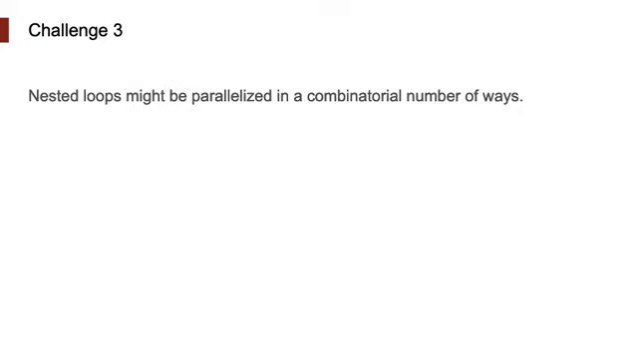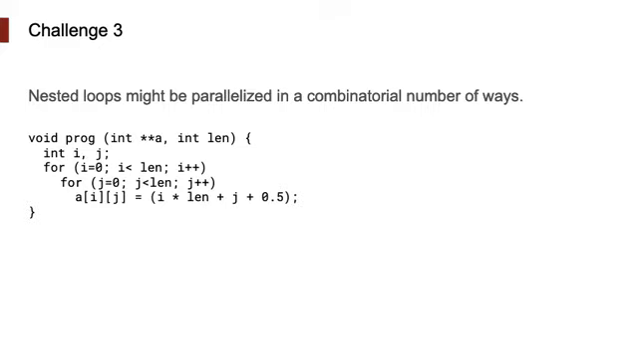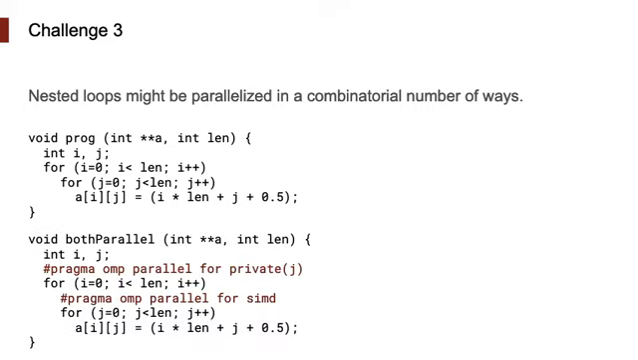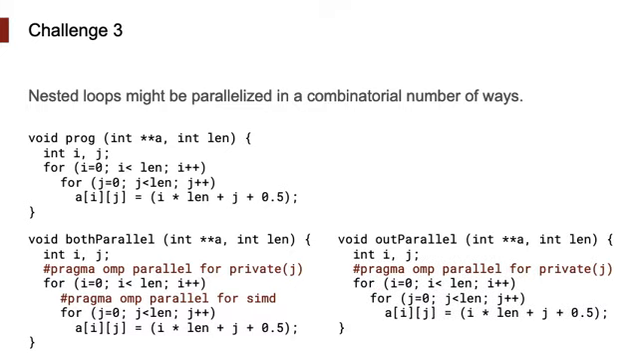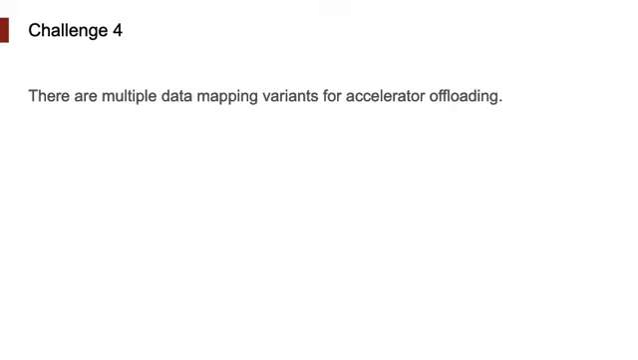Another challenging issue is the fact that different loops in a loop nest can be parallelized. For instance, in this program, we have two loops. An autoparallelizer could choose to parallelize both, like in this example, or it could choose to parallelize only one of the loops, and it's okay. Maybe a cost model indicates that only the outermost loop should be parallelized, for instance.